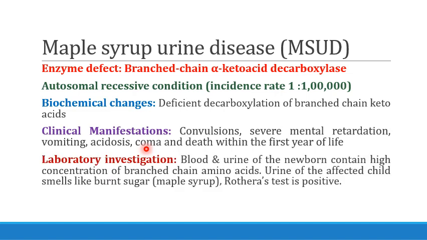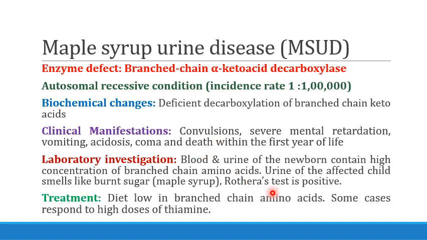Lab investigation: blood and urine of the newborn contain a high concentration of branched chain amino acids. The urine of the affected child smells like burnt sugar, like maple syrup. Hence this condition is known as maple syrup urine disease, and it gives a positive Rothera's test in the urine. Treatment: a diet low in branched chain amino acids is advised. Some cases also respond to high doses of thiamine.